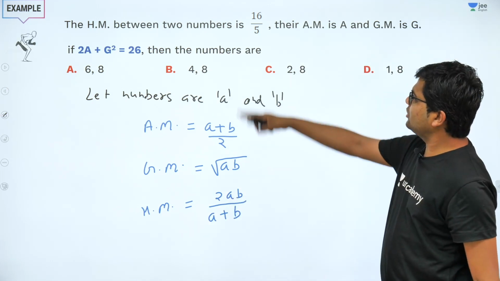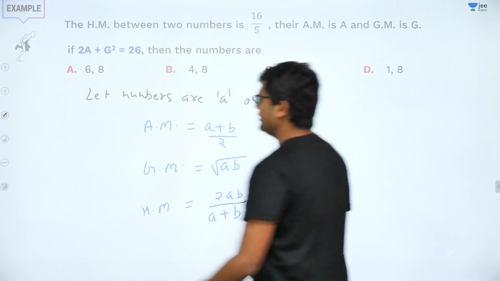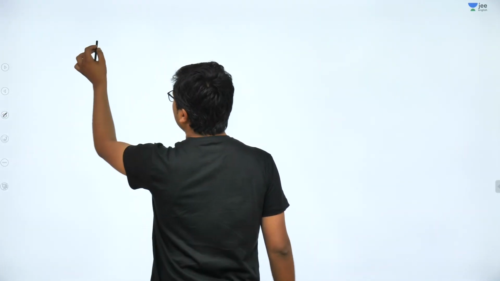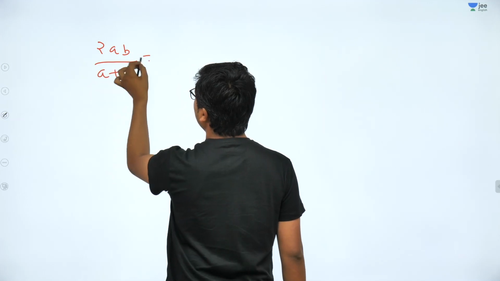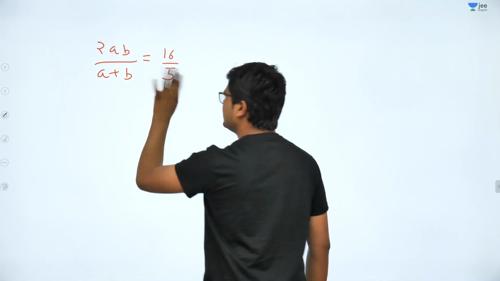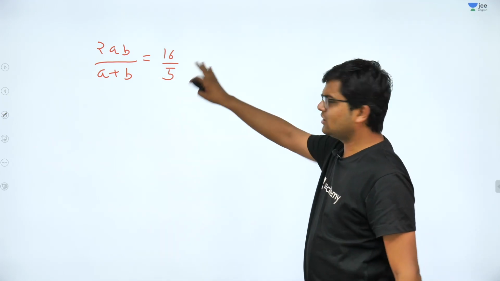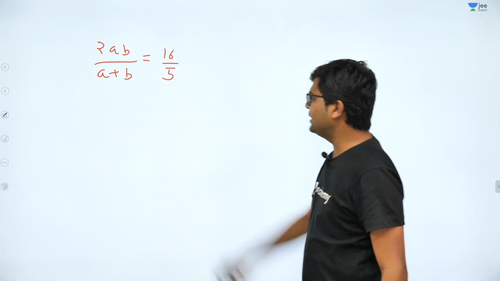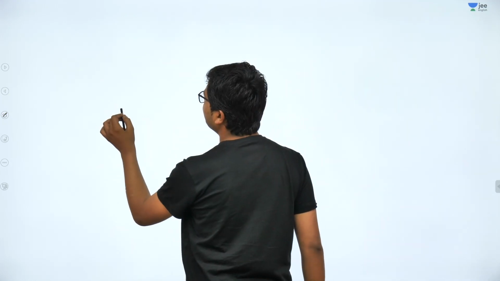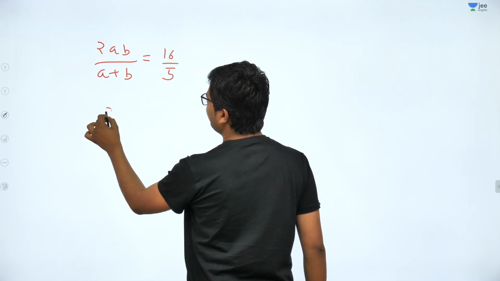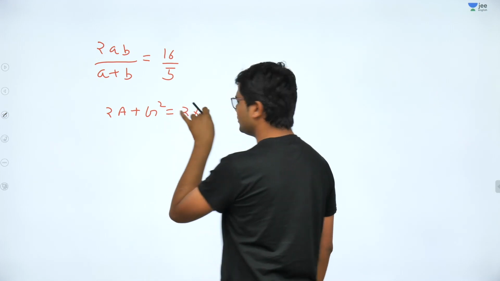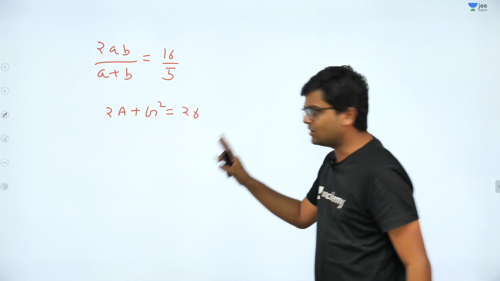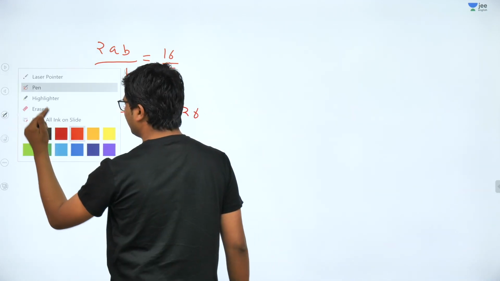So just put the values of these and get the answer. I am putting it. You will get it very fast. So 2ab upon a plus b equal to how much? 16 by 5. Just let it be. Do not cancel out some things. Just place it like it is. And we have been given 2A plus G square equal to 26. Now there is a wonderful way to solve it. Just stay with me. I'll solve it in like 1 second.